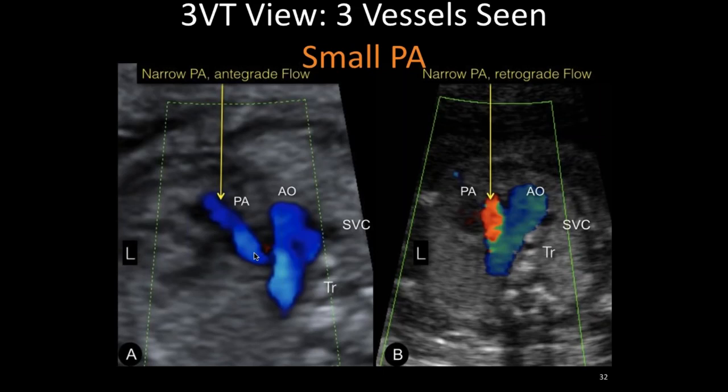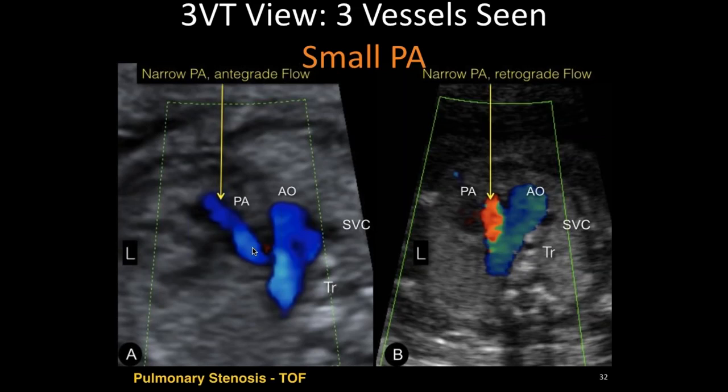Remember, the pulmonary artery should be at least equal, if not slightly larger than the aorta, the ascending aorta. But there's forward flow, there's antegrade flow in this vessel. What comes to mind is pulmonary stenosis. Pulmonary stenosis with still forward flow in the pulmonary artery, very commonly seen in tetralogy of Fallot.